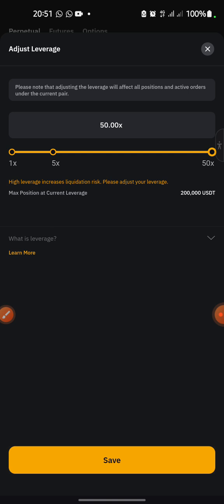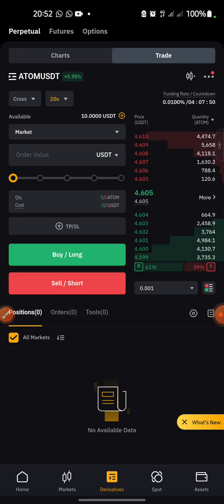So I would suggest the leverage you'll be working with during this period of time would be 20x. So click on save. As you can see, it's already on 20x, no change. So that's why it didn't work. Then what else you need to know?